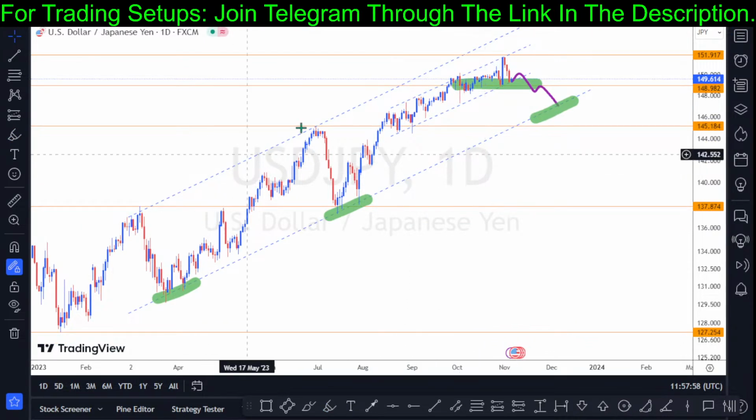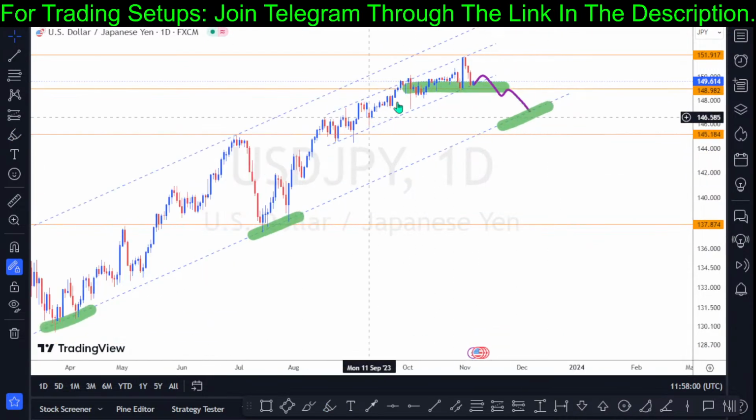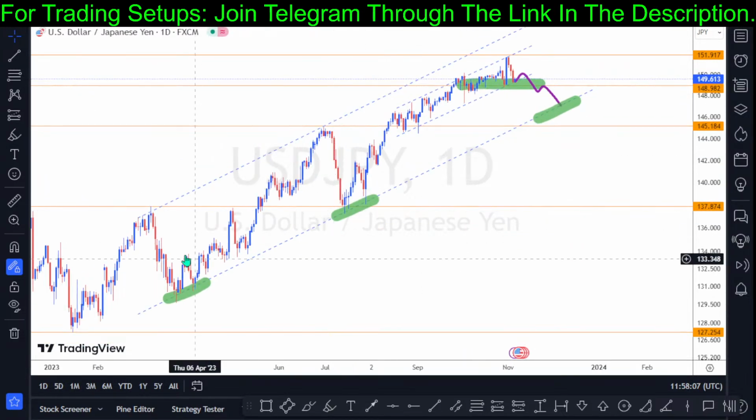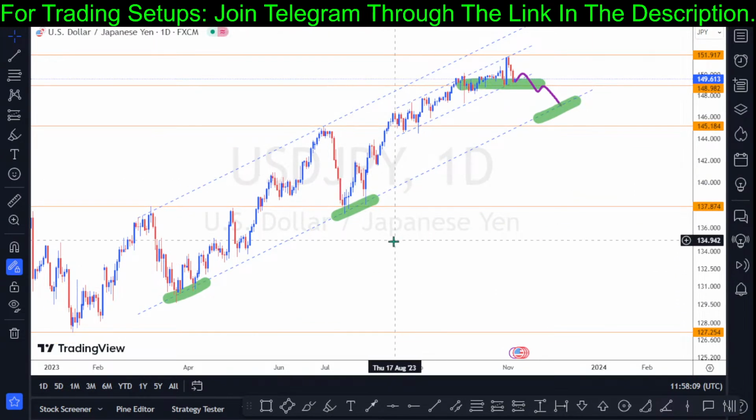You can see the rising channel, and we have an inner channel. So this inner channel could be broken down, and this will constitute a more bearish flow of price to the lower band of the bigger rising channel on the day chart. This is what I have on the USD yen.